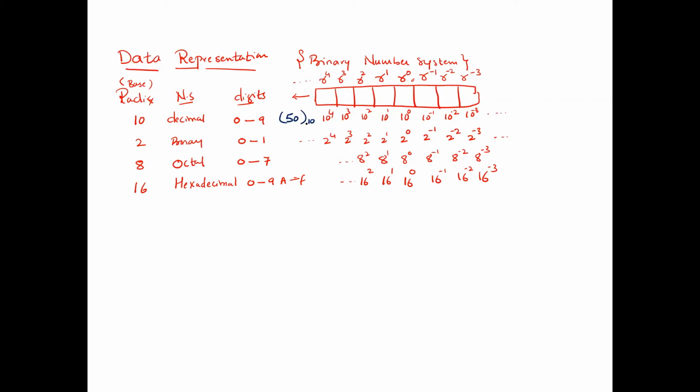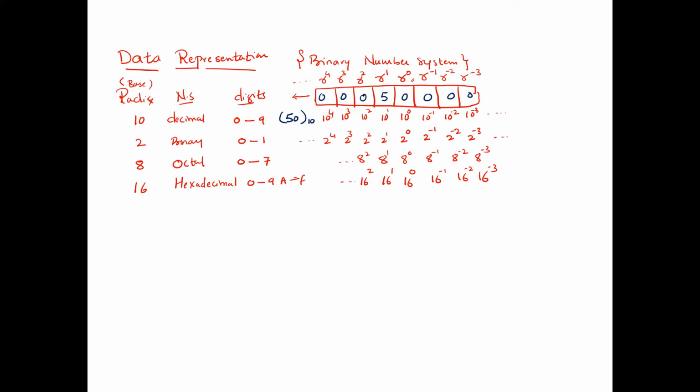And how are we going to form this number 50? The 5 is in the tens place value, so 10 raised to 1. If I put 5 there, it becomes 50. The rest of the place values you are supposed to fill with zeros. Similarly, if I want to make 50 in binary, you are supposed to make it accordingly.